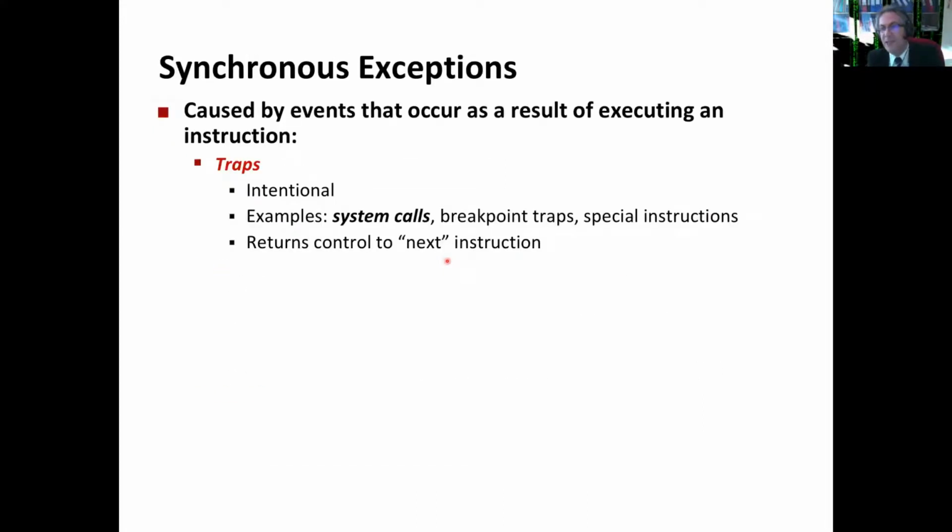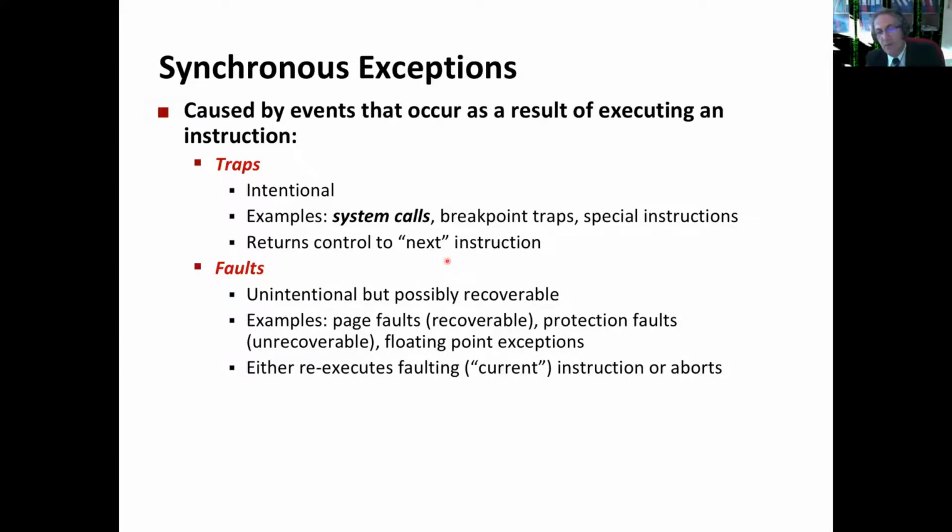So we will discuss basically how these traps are being done, what a system call is. Now let me just focus on the other ones, the faults. Faults are called exceptions. For example, a page fault is a prime example. They're unintentional. Why do we have a page fault?